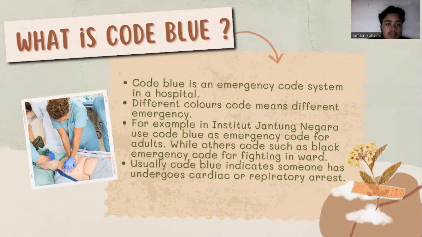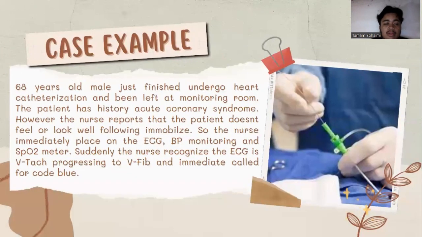So we go for the case example. A 60-year-old male just finished undergoing heart catheterization and was left in the monitoring room. The patient has a history of acute coronary syndrome, ACS. However, the nurse reports that the patient doesn't feel or look well following immobilization, so the patient is not moved at all. The nurse immediately places the ECG, BP monitoring, and SpO2 meter. Suddenly, the nurse recognizes the ECG is showing VTAC progressing to VFib and immediately calls for Code Blue.